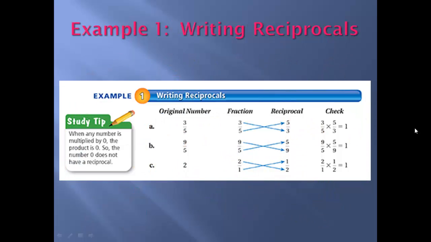For our first example, we are writing reciprocals. For A, the original number is 3/5. The fraction would then be 3/5. The reciprocal would be 5/3 because we're going to turn it over or flip it over. The denominator becomes the numerator, and the numerator becomes the denominator. We can see that when we multiply 3/5, the original fraction, times the reciprocal 5/3, we get 1 whole, because 3 times 5 is 15, and 5 times 3 is 15, and 15 over 15 is 1.